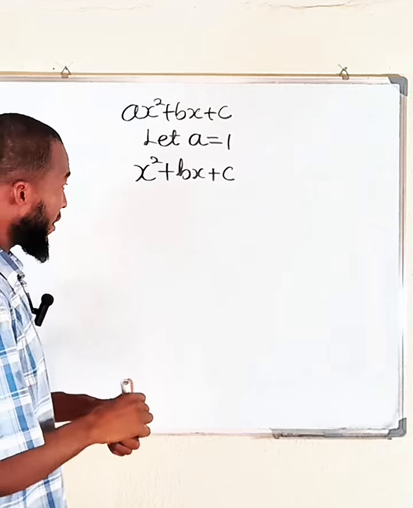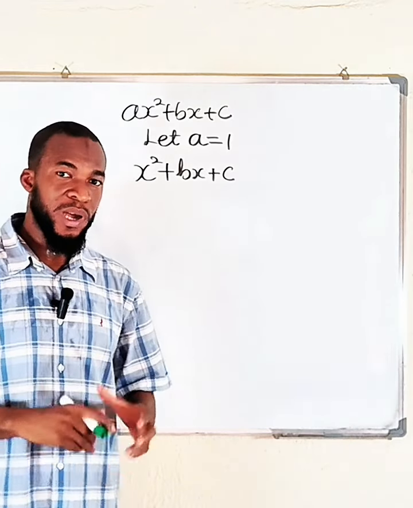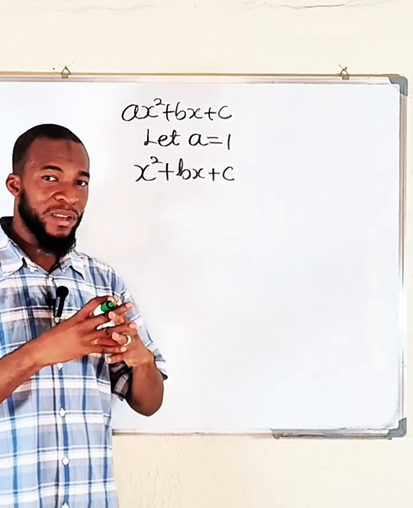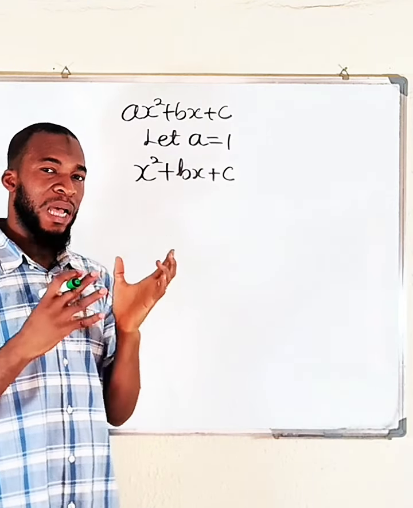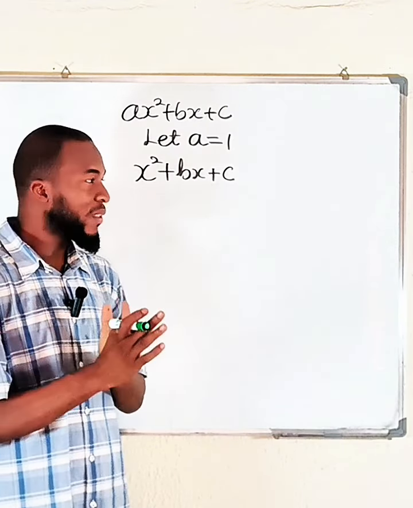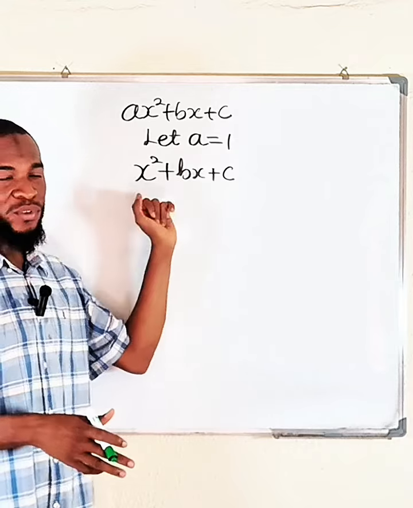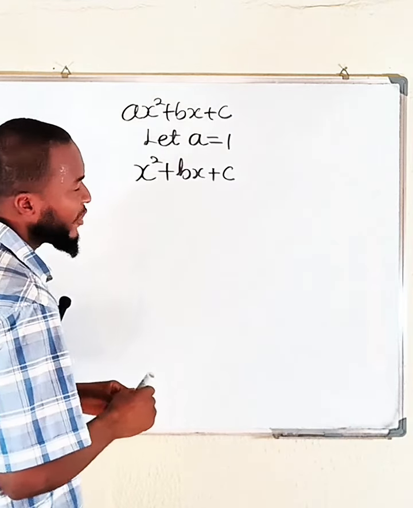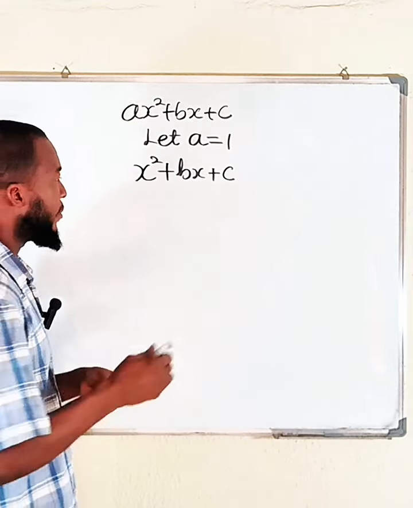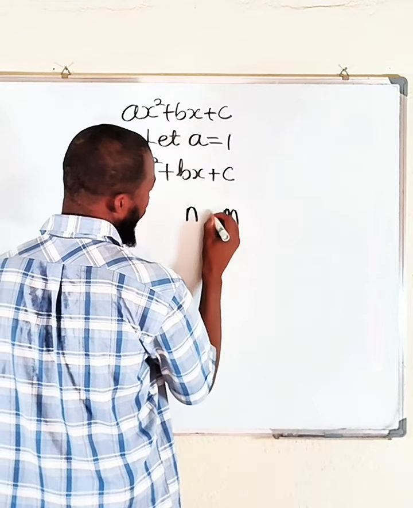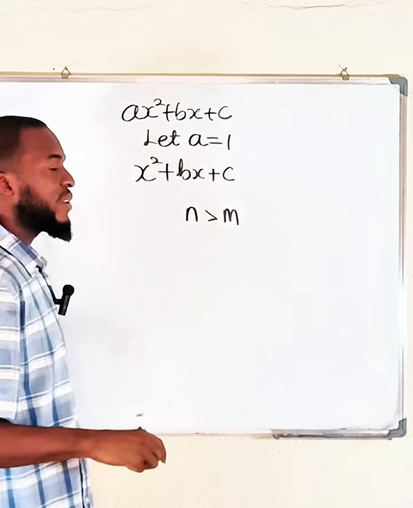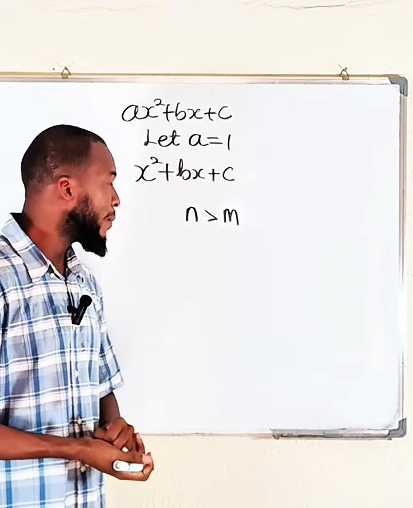So to factorize this, if at all it is factorable, you always have to come up with two numbers, right? Which when you multiply them together, you get the constant term. And the moment you add those two numbers together, you get the coefficient of x, which is b. All right, assuming the numbers are n and m, for which n is greater than m, for instance.